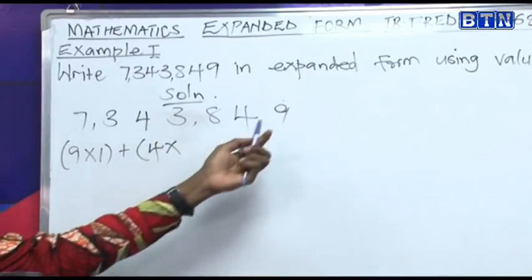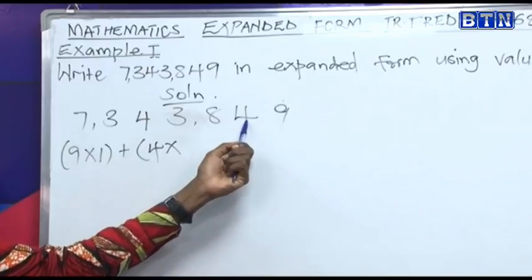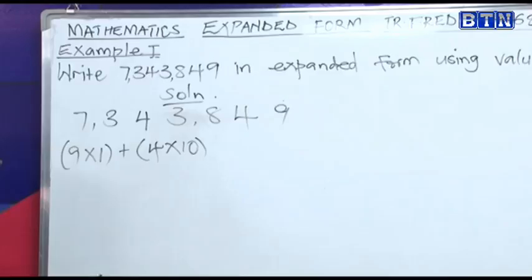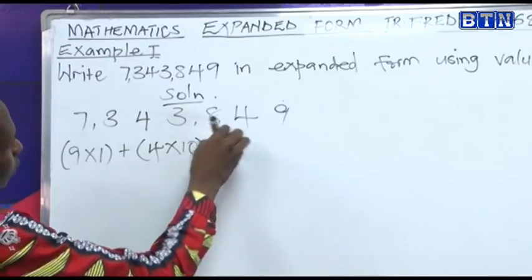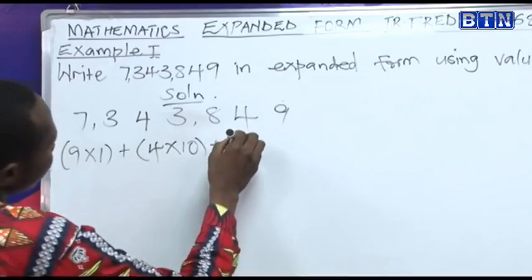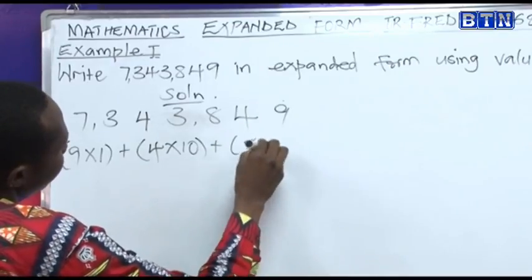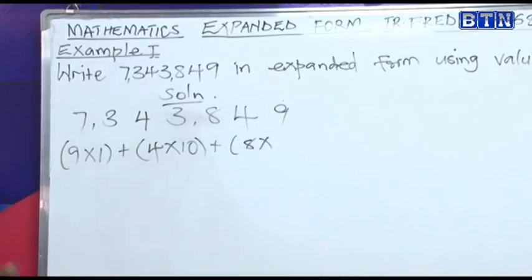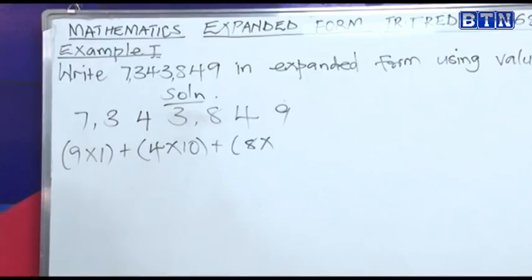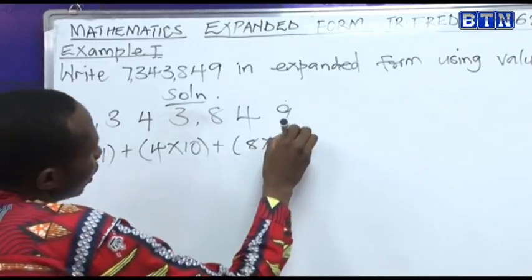We know from 1s we come to 10s. So we shall multiply by 10. We're multiplying by 10 because 4 is under the place value of tens. Then we shall also continue and check on the next digit, which is 8. So I'll have 8 times the place value of 8, which is the place value of 100. So I'll say times 100.